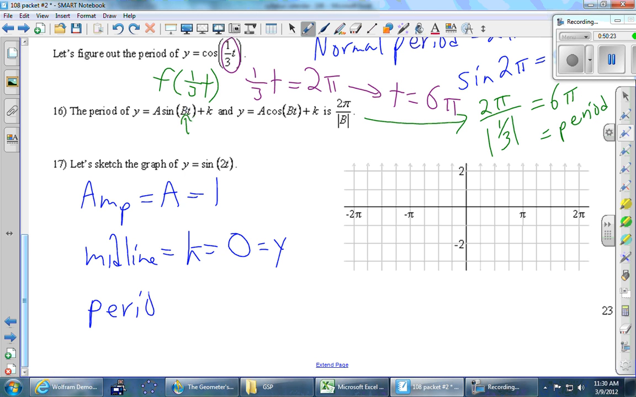The next important thing for us is the period. You can figure it out, or we'll just practice with our formula. It's 2 pi over b. How much is b? b is this 2, and make it positive if it's negative. So b is the number touching the t, which is 2. So the period is pi.